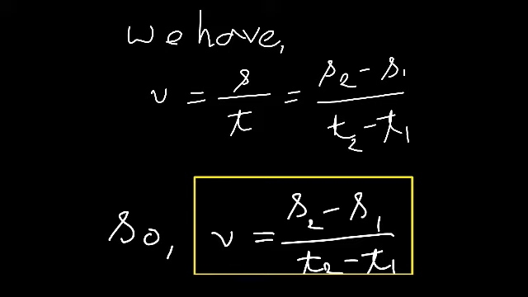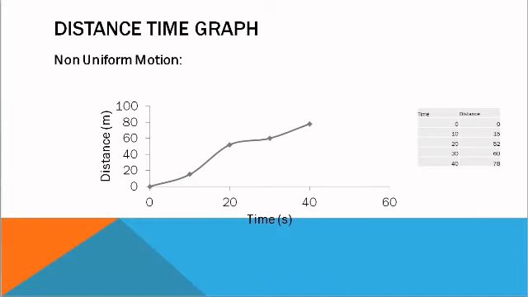Now coming to non-uniform motion, we also have looked at this type of graph, the distance time graph of non-uniform motion. It is not a straight line. The graph looks like this. We have already drawn this type of graph before. So here also you can see that the non-uniform graphs are not a straight line. That's it for non-uniform motion.